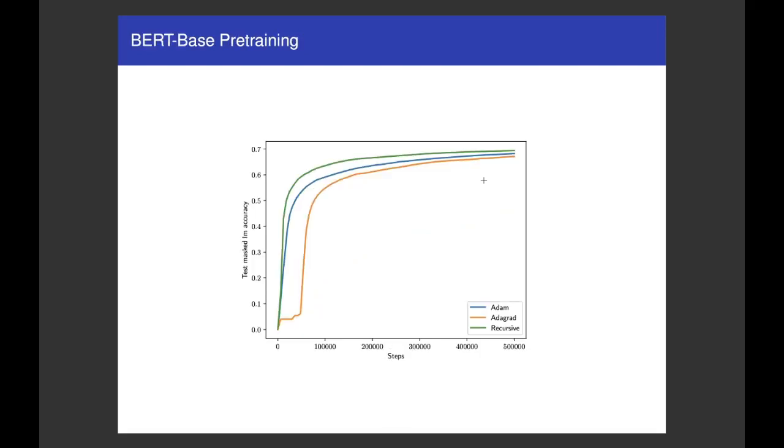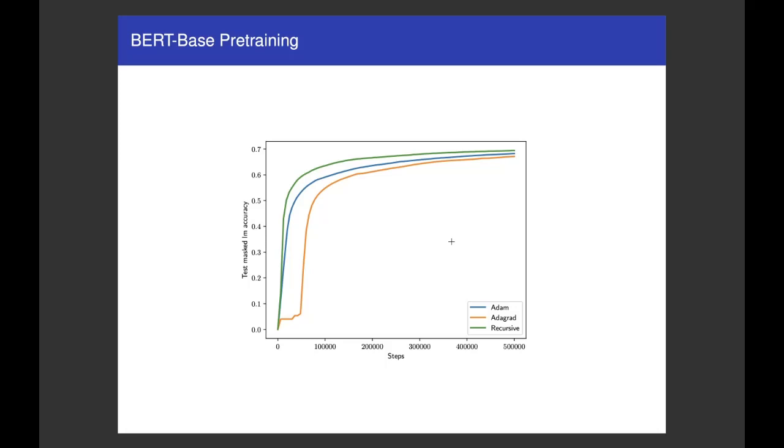And finally, here is the BERT architecture for base pre-training. BERT is a really big language modeling architecture that's been seeing a lot of use lately. And this task is a little bit different, where you have a sentence that has had some of the words blanked out, and your objective is to predict what those words are. And here again, we have the same story we've had in all the previous slides. Recursive is a little bit better than Adam, which is a little bit better than Adagrad. Okay. So the overall message here is that recursive seems to do quite well.